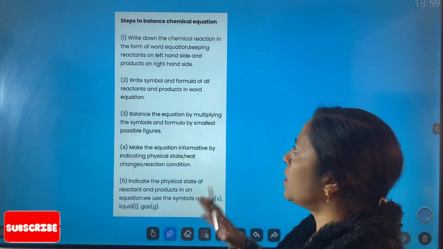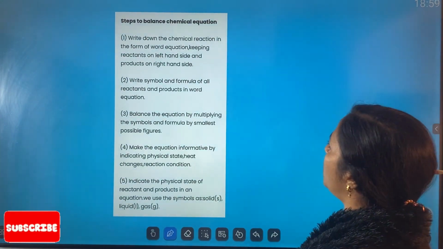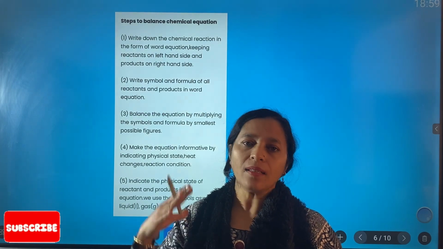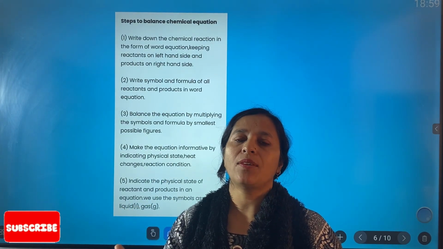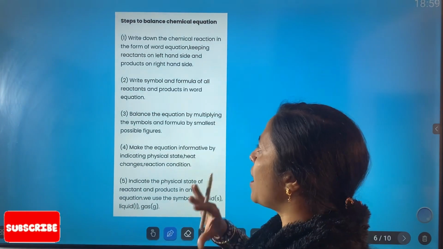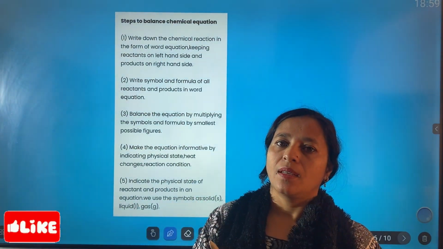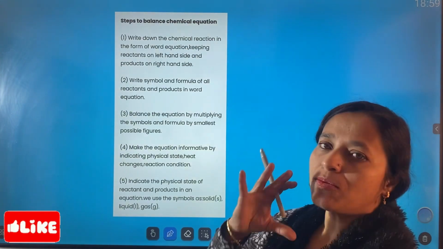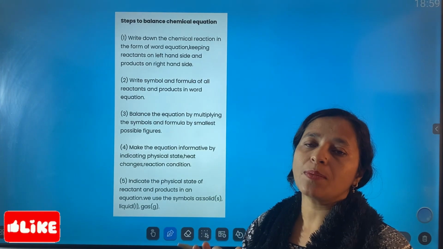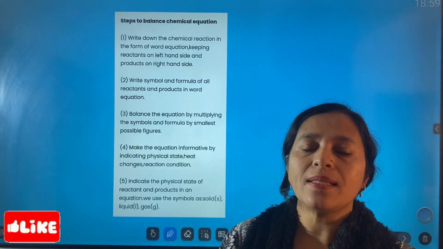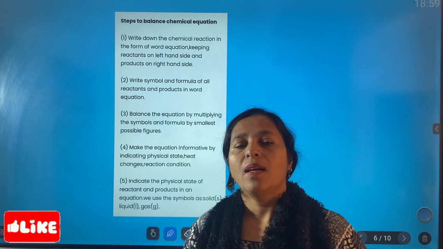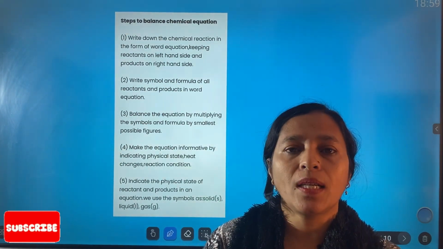First of all, write down the chemical equation in the form of a word equation. So first of all, you just write the equation in the form of words, like zinc plus sulfuric acid gives you zinc sulfate plus hydrogen, or hydrogen plus oxygen gives you water. Just write it down in the form of words. After that, provide the symbols to it. Then write down the formula of the substances formed. Then balance the equation by multiplying the symbols with the lowest possible number. Then make the equation informative by adding whether the substance is present in solid, liquid or gaseous phase.